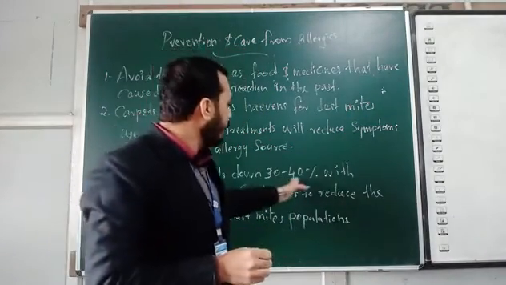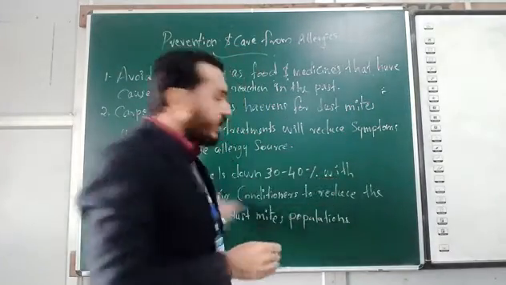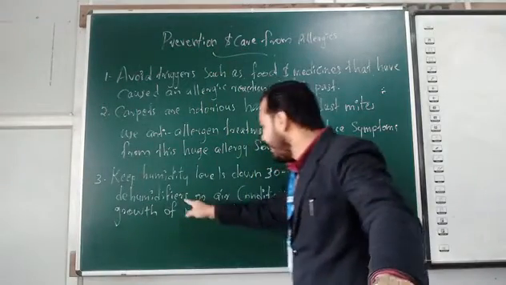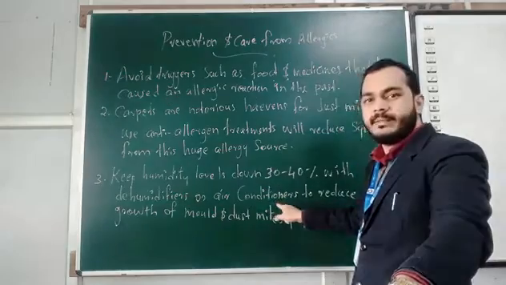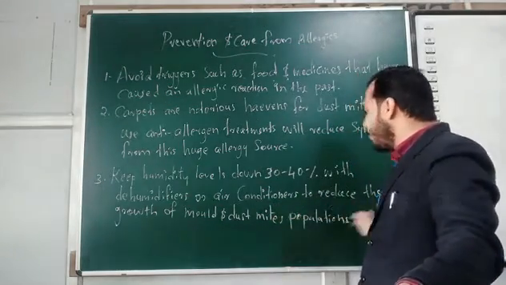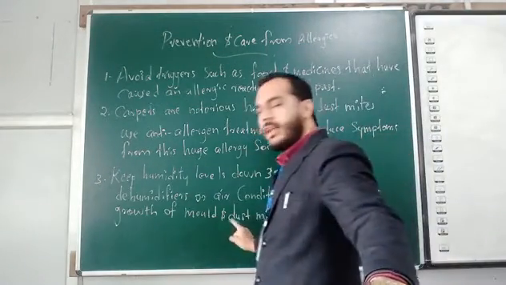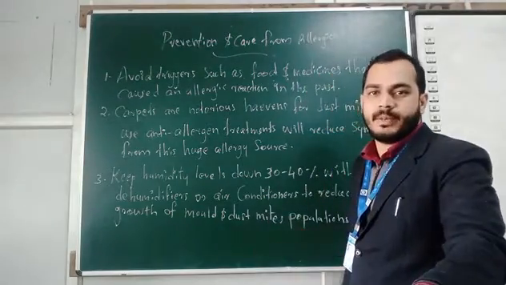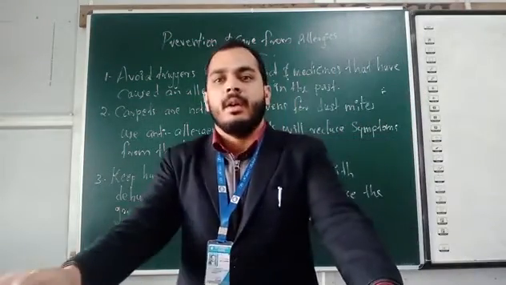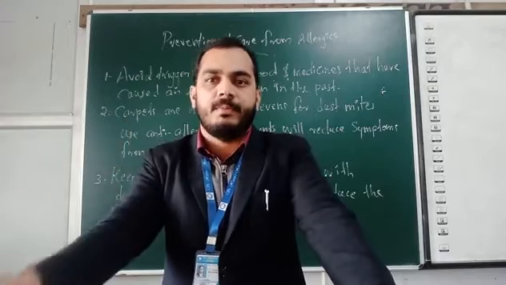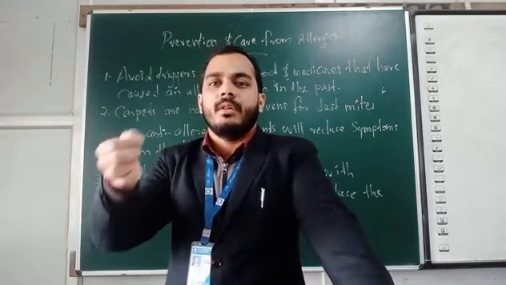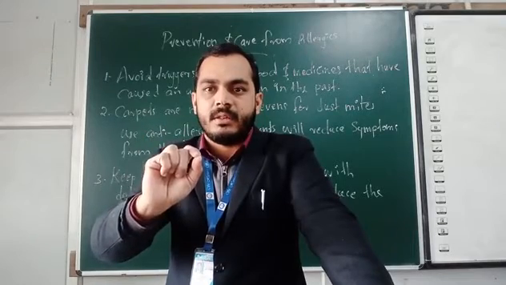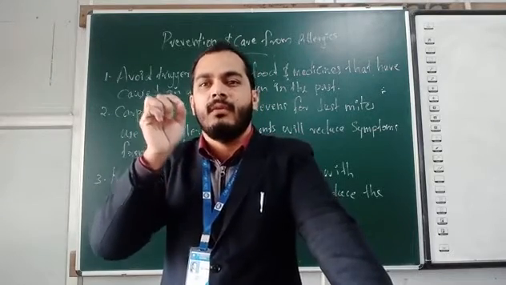Humidity level 30% to 40%, with dehumidifiers or air conditioners to reduce the growth of mold and dust mite population. So all of your bedrooms have a different type of temperature level. Okay. So a decrease in the temperature is very particular.